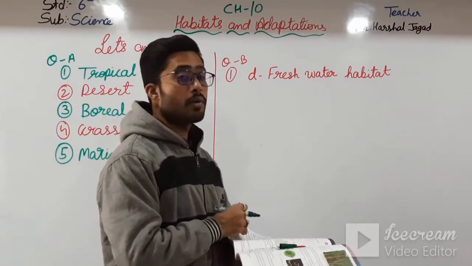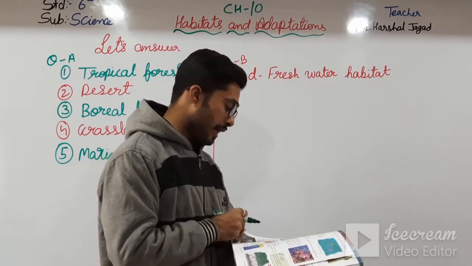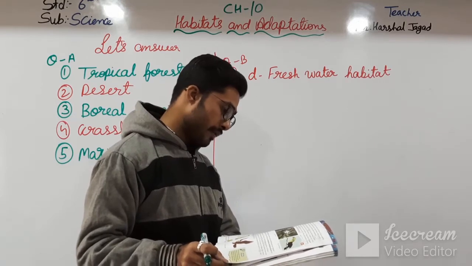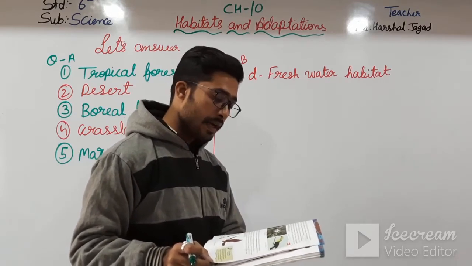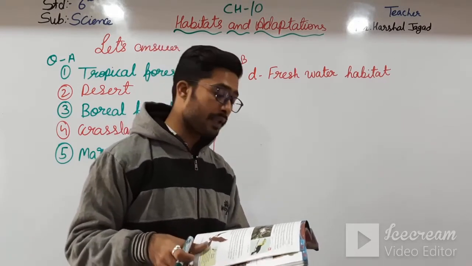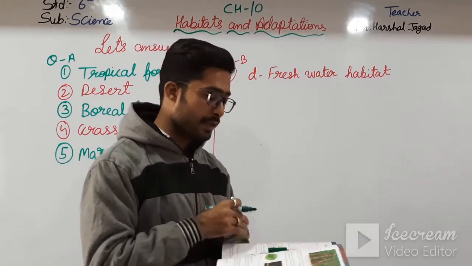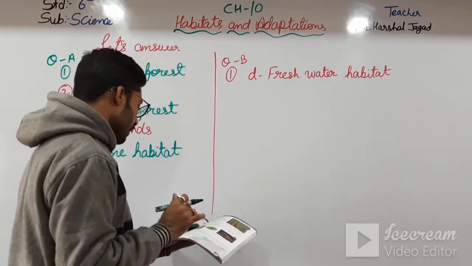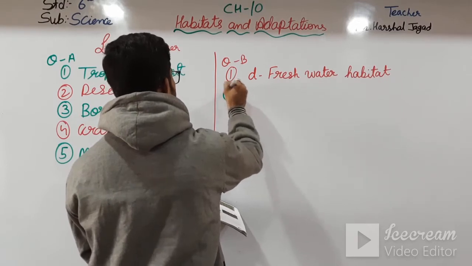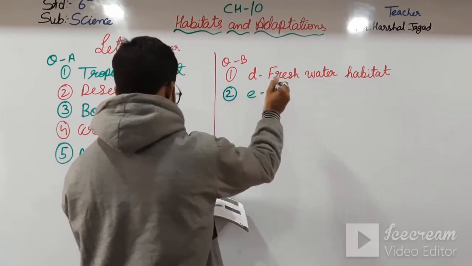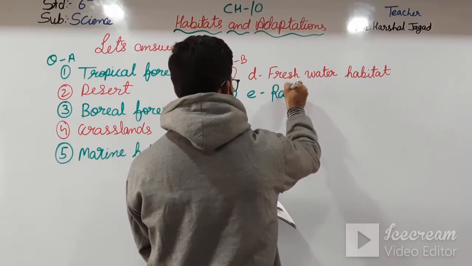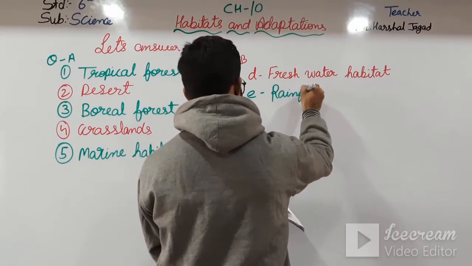Second one, gorillas. Where are the gorillas found? Let us find out. You can see gorillas are written here under the tropical rainforest, on page number 111 in the second paragraph. You can read that second paragraph and you will find the tropical rainforest. So the second one will be E, rainforest.